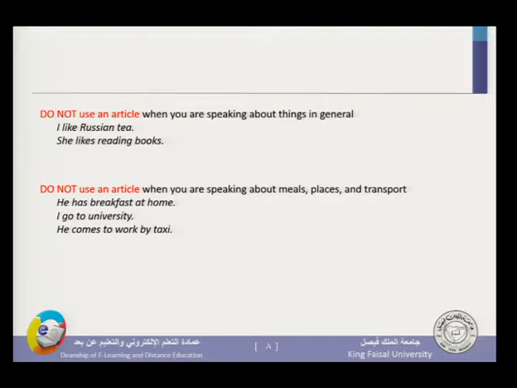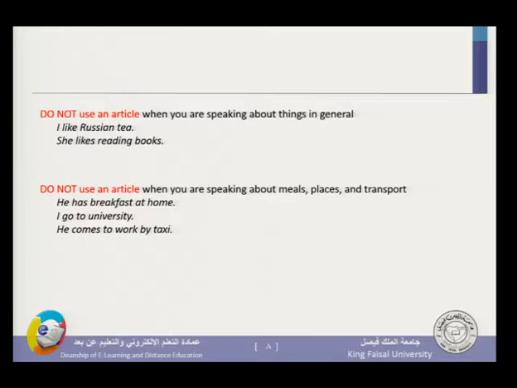These are also important notes that I wrote in red lines. Don't use an article when you are speaking about things in general. I like Russian tea. In general, Russian tea. She likes reading books. In general, she likes reading books. So an article could not be used with instances like these.